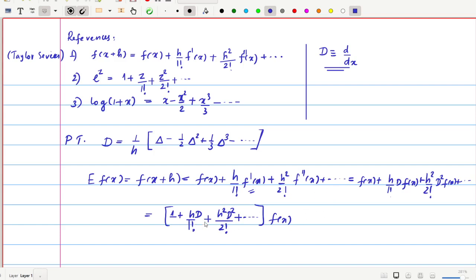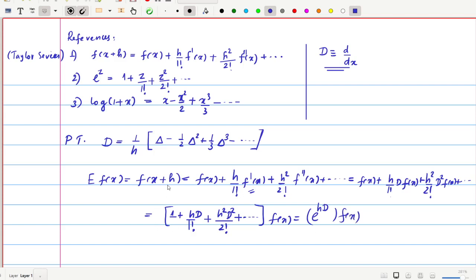Now we compare this bracket with the expansion of e raised to z. So this is 1 plus hD by 1 factorial, this is hD whole square by 2 factorial plus etc. So this can be replaced as e to the power hD. Okay, this is an operator, in fact, an operator applied on this f of x.